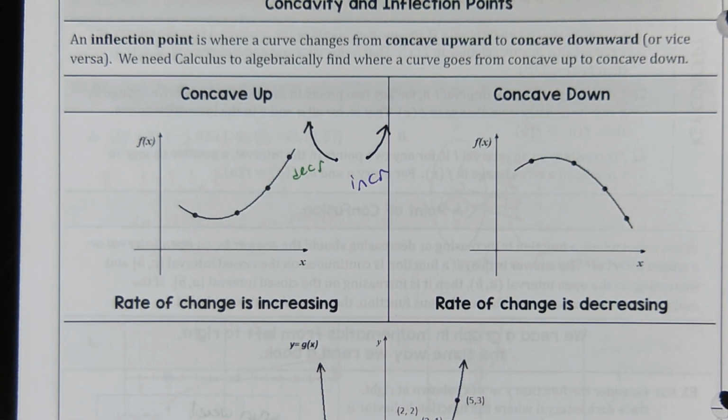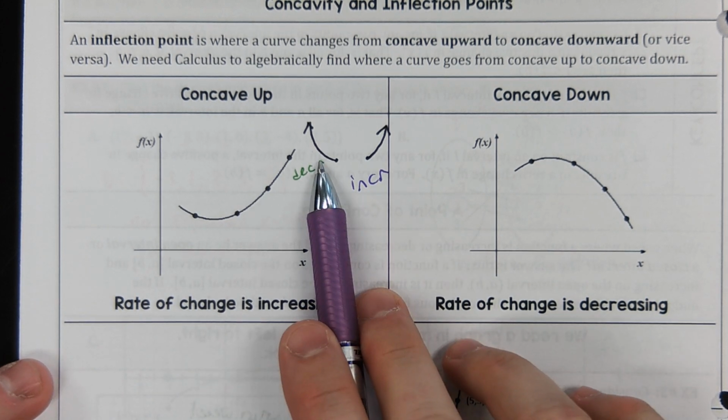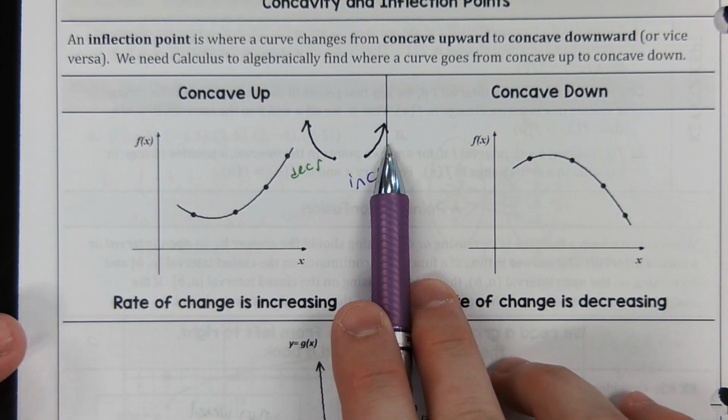So it's important that you understand that concave up actually doesn't tell you anything about increasing or decreasing. It just tells you that the curve is literally curved upwards, like bullhorns or like a bowl. And it could be either up and to the left or up and to the right.